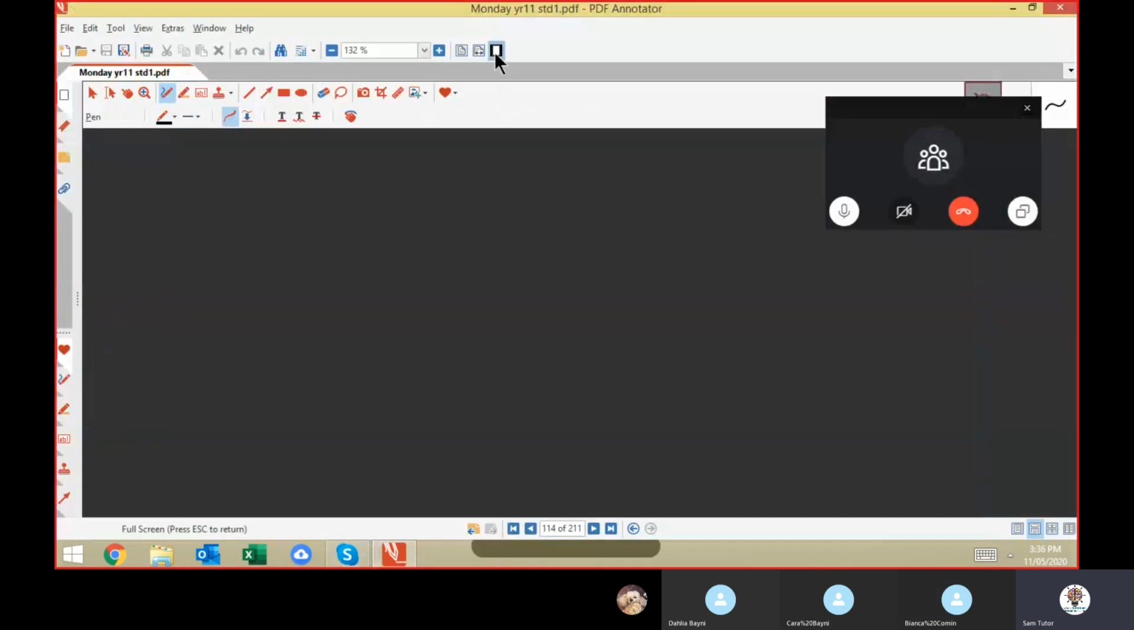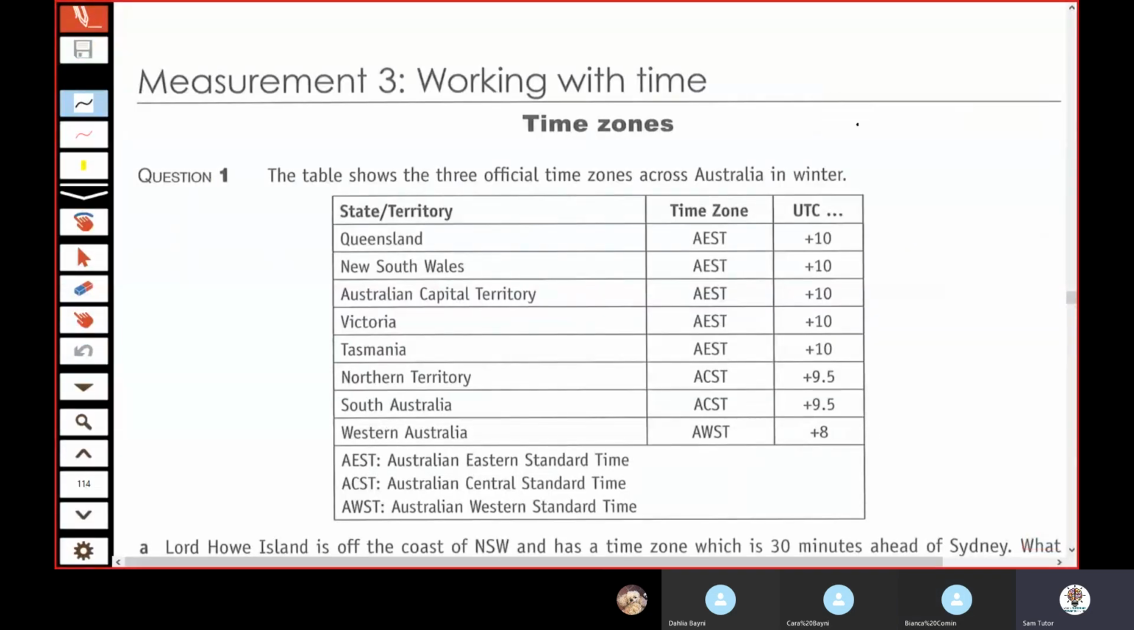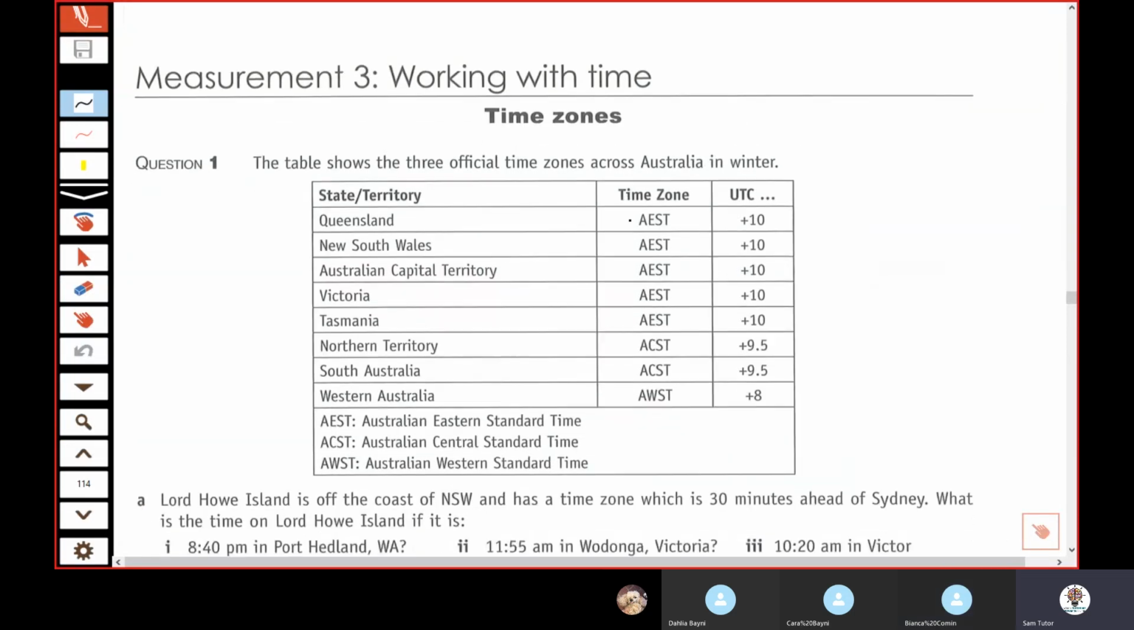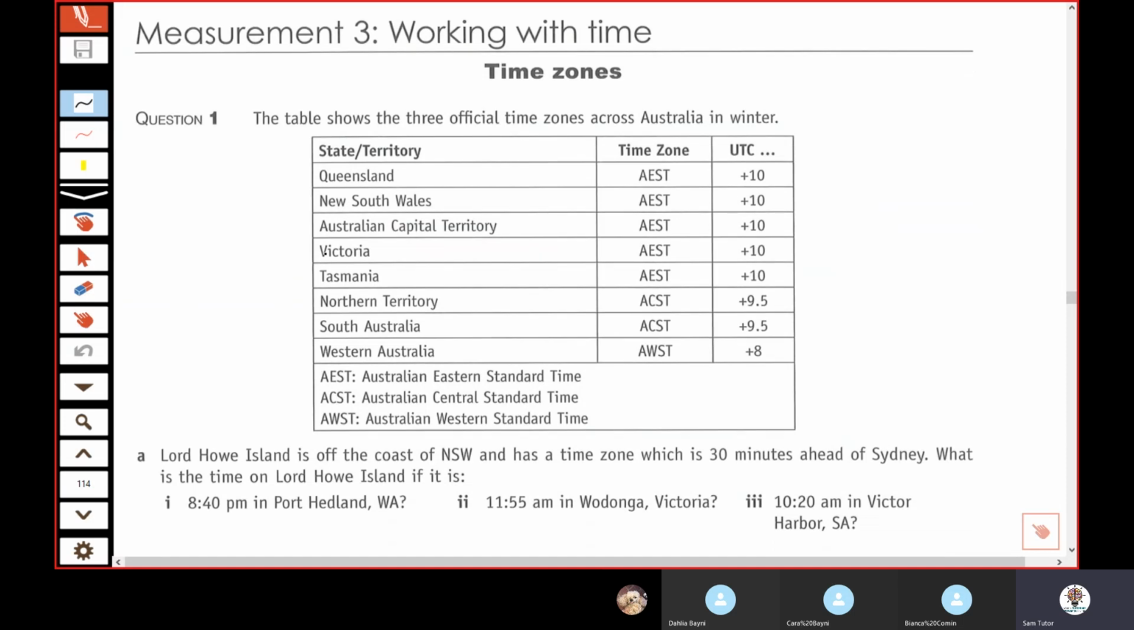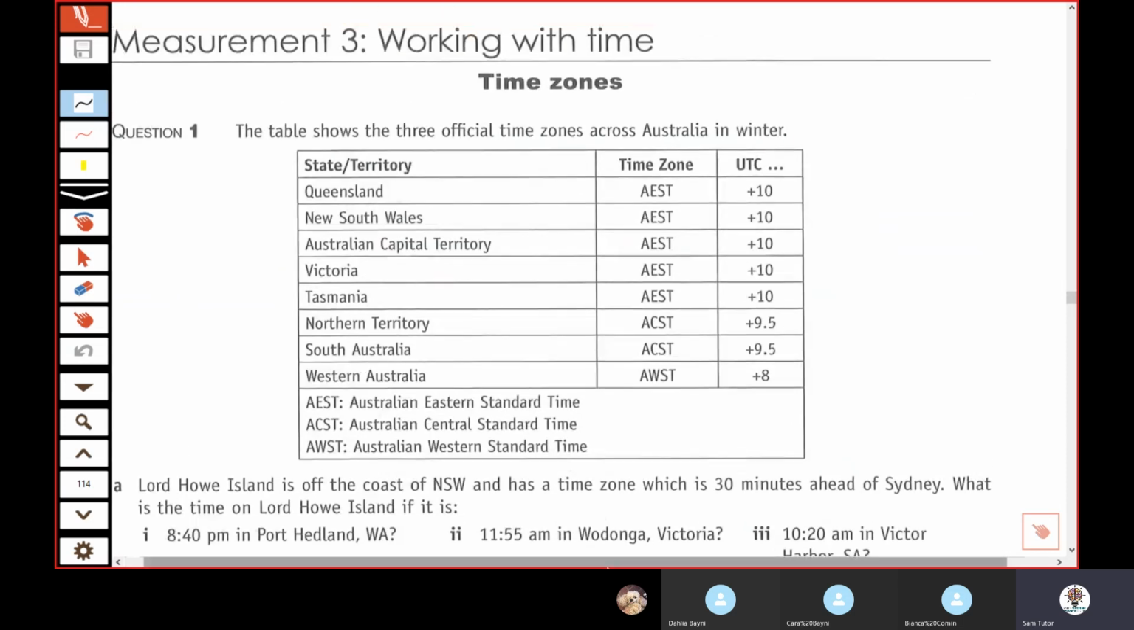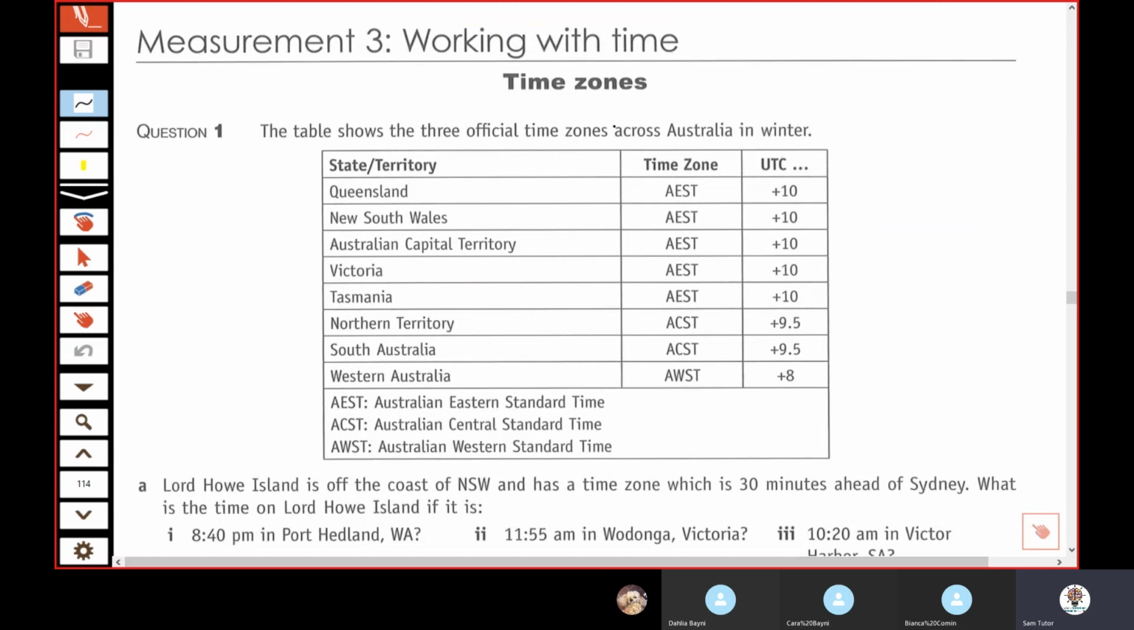Then we're going to just finish off time today, and then we're going to get started on the whole statistics and probability topic, which is pretty much our last topic. And then we'll just start revising everything each week once we've finished off the whole course. And we'll just do our finishing touches. So let's start this. Measurement 3, working with time.